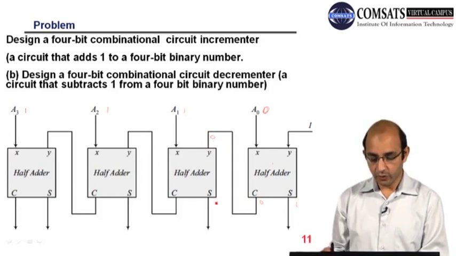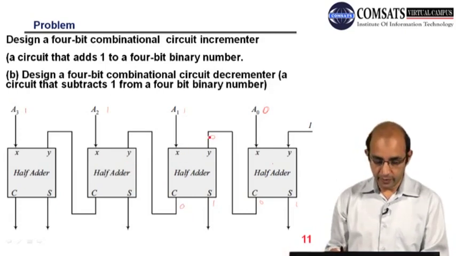So 0 1 1, and then carry 0, right? So we will be having a carry 0. That 0 will be communicated here. So 1 0, 1 0 carry, so I will be having another 0 here, right?